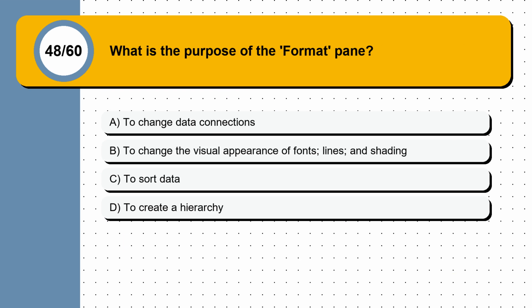Question 48. What is the purpose of the Format pane? Option A. To change data connections. Option B. To change the visual appearance of fonts, lines, and shading. Option C. To sort data. Option D. To create a hierarchy.